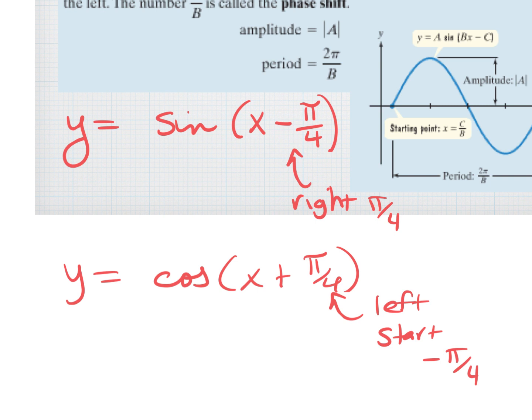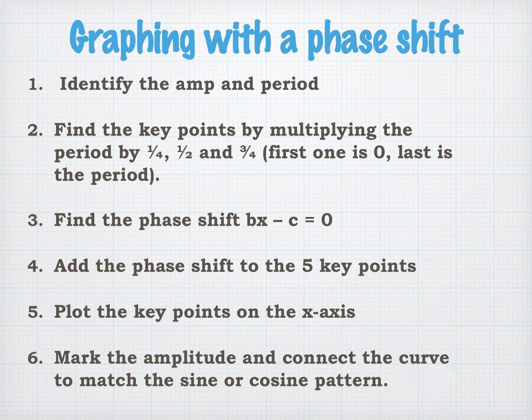So remember, pi over 4 is 45 degrees. So really, the first one would have been shifted and starting now at 45 degrees, or pi over 4 to the right, or if it's to the left, it would be starting at negative 45 degrees or negative pi over 4. But we're labeling everything in radians. We're no longer using the degrees. So these are some steps to graph with a phase shift.